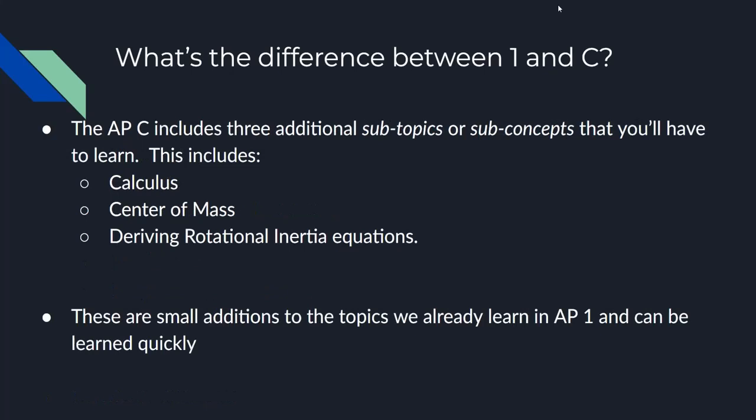So what's different? Well, there are three inclusions into the APC exam that aren't really covered in AP1. In particular, this is calculus, obviously, but there's also center of mass and deriving the rotational inertia equations. These two things are slightly touched upon in the AP Physics 1 exam and course, but are a little bit more detailed in APC. Now, it's nothing too crazy. There are small additions. For the most part, it doesn't really cover that many points. So honestly, if you just went straight into the APC, it's not like you're going to be missing much, but in some of the later videos, I will go over those aspects.